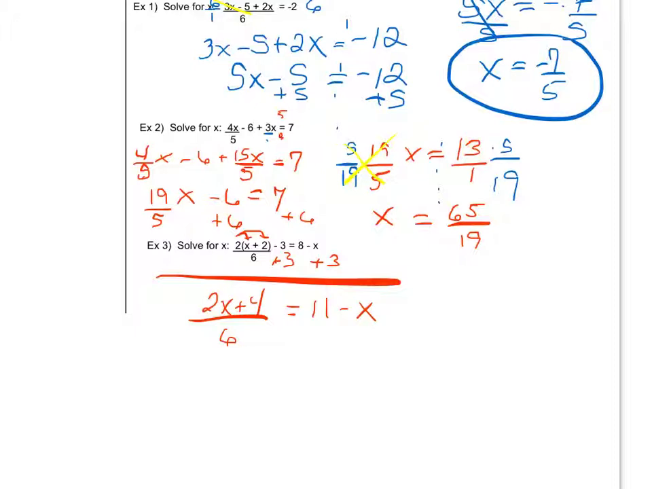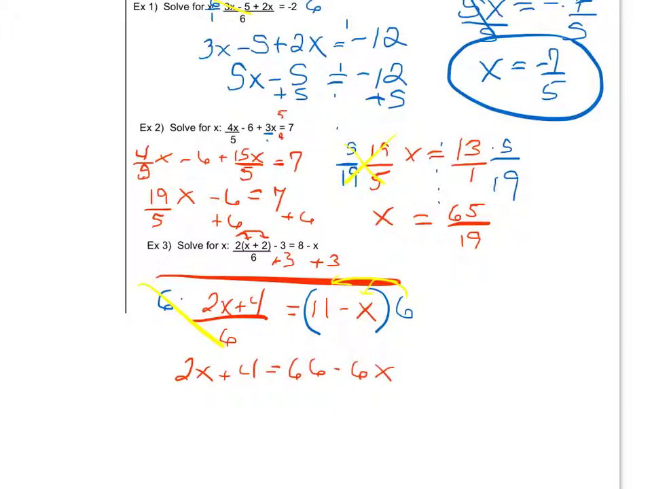And now from here, notice this looks a lot like example 1. So I'm going to go ahead and get rid of that 6, so I don't have to deal with that fraction. But here's the deal. I have to acknowledge that I have an expression on the right-hand side. So if I multiply the left side by 6, I have to multiply the whole right side by 6. I show that by using parentheses. And now from here, I can cancel out my 6's. I'm going to distribute this 6, giving me 2x plus 4 equals 66 minus 6x.